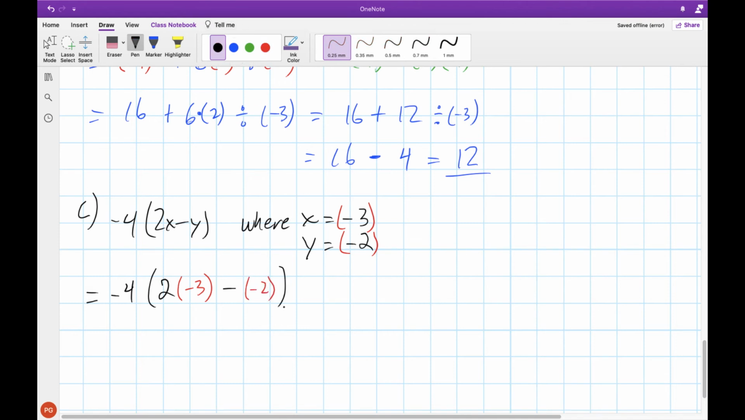And now we can see what we need to do here, right? We start inside of our brackets here, because brackets come first before anything else. And we notice that inside our brackets we have a multiplying and a subtracting.